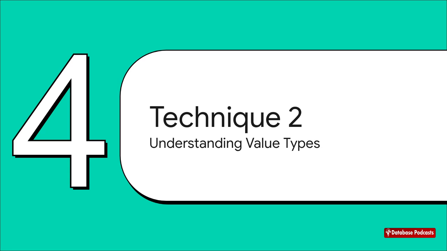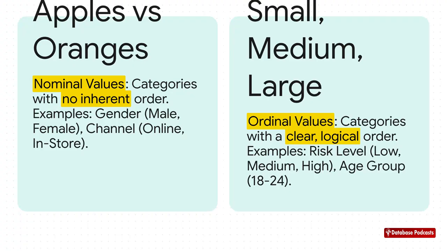This one is all about understanding the nature of your values, because believe it or not, all categories are not created equal. It is so important to know if your variables are nominal or ordinal. So nominal values, like store type, don't have any natural order to them, right? Urban isn't better or worse than suburban. But ordinal values, like risk level, have a very clear logical progression, from low to medium to high. Knowing this difference is key because it changes how the model interprets the data.